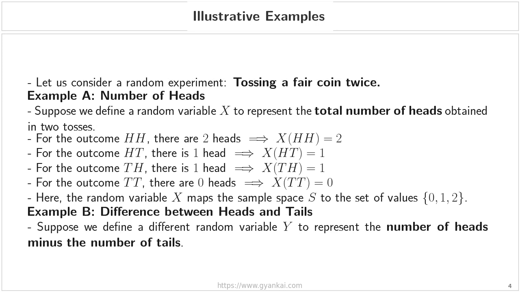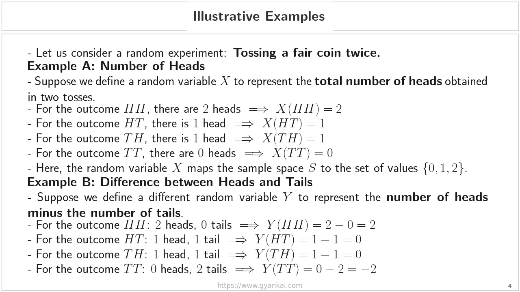Now, this is the important part. We can use the exact same experiment but define a completely different rule. Let's look at example B. Suppose we define a different random variable, let's call it y, to represent the difference between the number of heads and the number of tails. Let's trace this rule through our outcomes again.